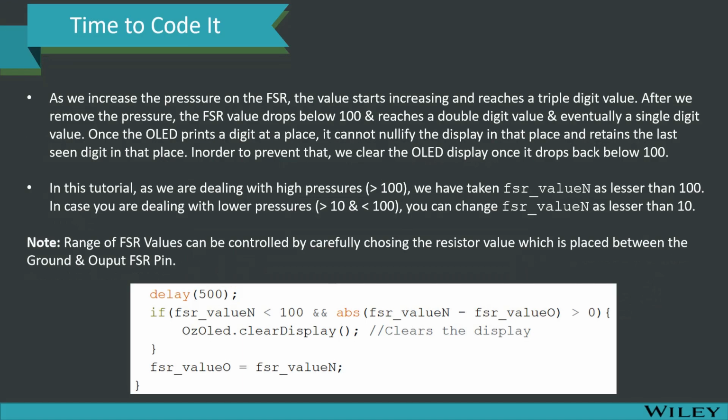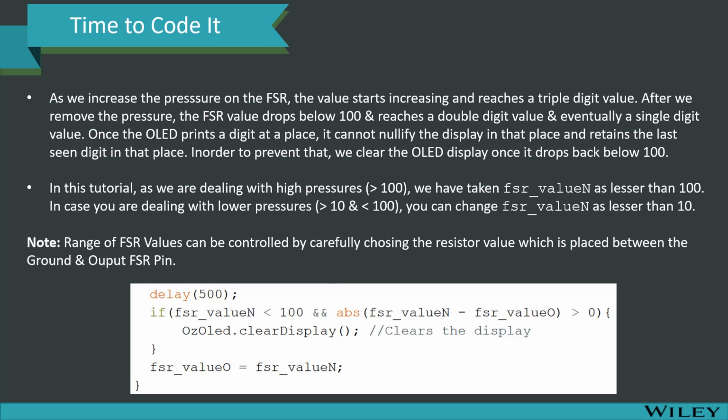As we increase the pressure on the FSR, the value starts increasing and it will reach a triple digit value. After we remove the pressure, the FSR value drops below 100 and reaches a double digit value, and eventually a single digit value. Once the OLED prints a digit at a place, it cannot nullify the display in that place and retains the last seen digit in that place. In order to prevent this, we need to clear the OLED display once it drops back below 100.